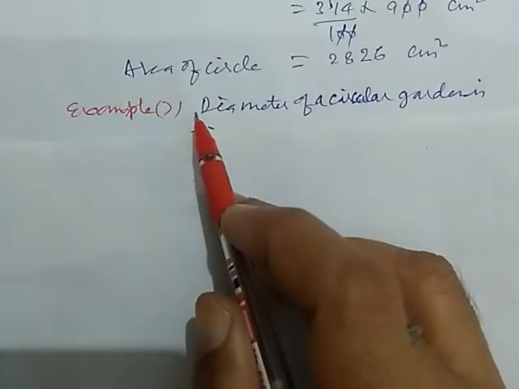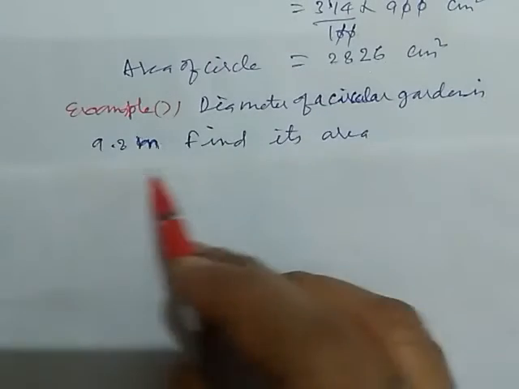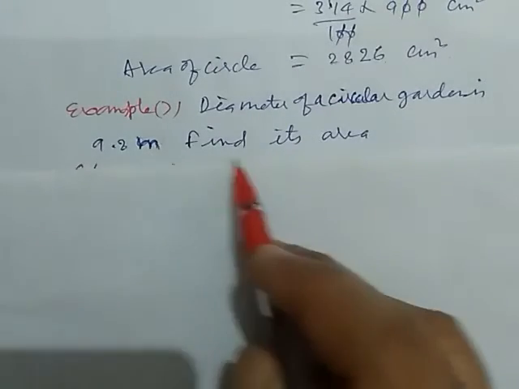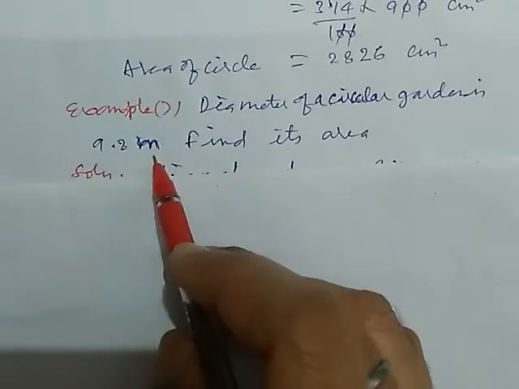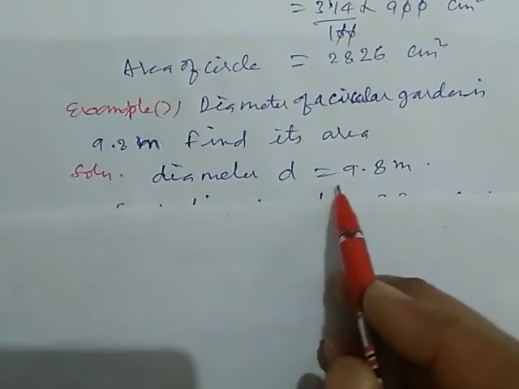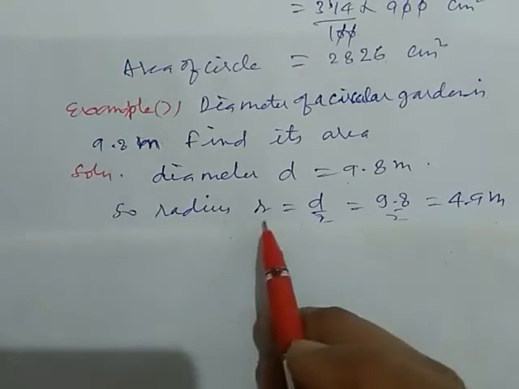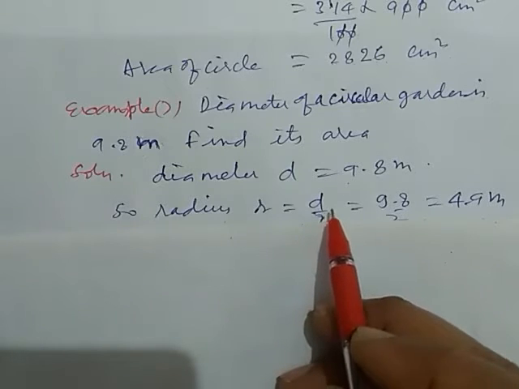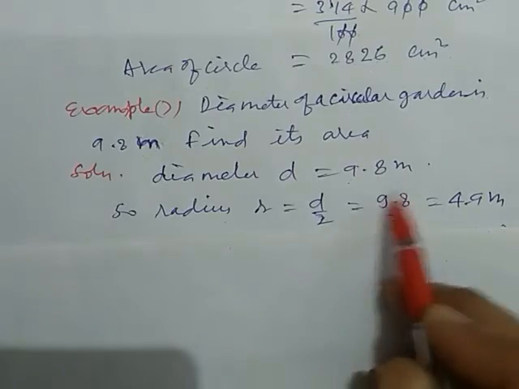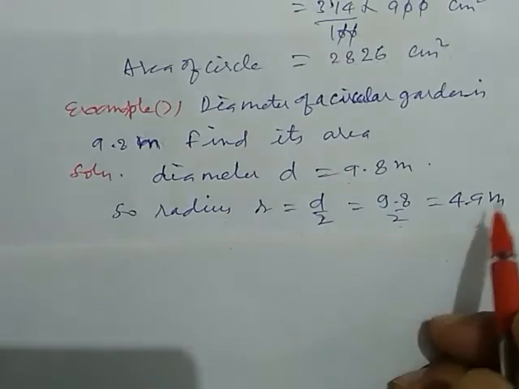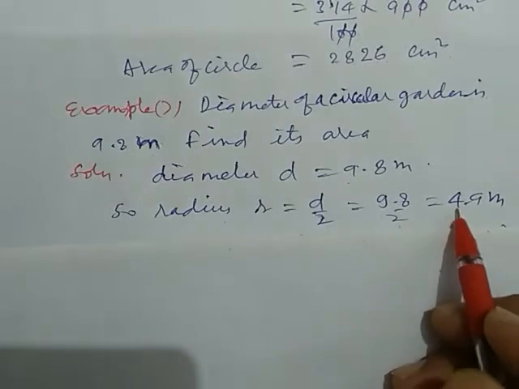Now the next example 7. The diameter of a circular garden is 9.8 meter. Find its area. We have been given the diameter of the circular garden, 9.8 meter. So radius r equals half of the diameter, d by 2. So 9.8 by 2 is the radius of our circular garden, which is 4.9 meter. When we divide 9.8 by 2, we get 4.9 meter.